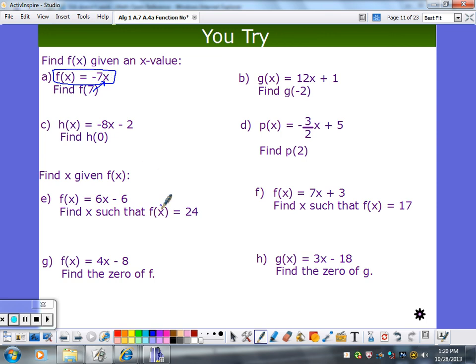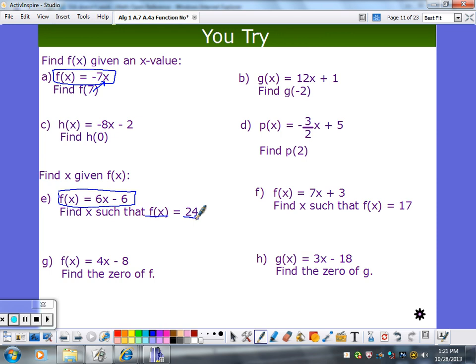That's saying the x is becoming 7. So what did I change? I changed the x here. Now look at ones like this. It says f of x equals 6x minus 6. Find x such that f of x equals 24.